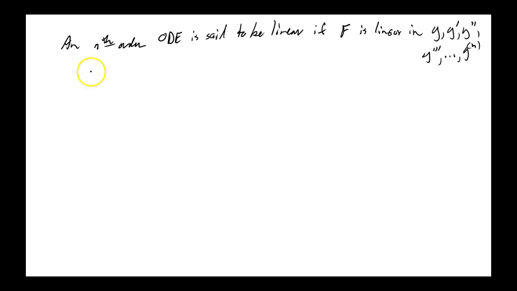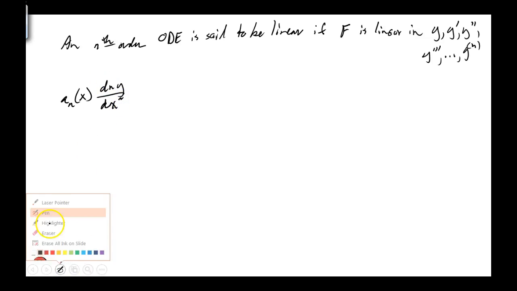Here's another way you can express that. That equation could be written as a sub n as a function of x, d^n y over dx to the n. That n up there is supposed to be raised, and somehow it fell down.